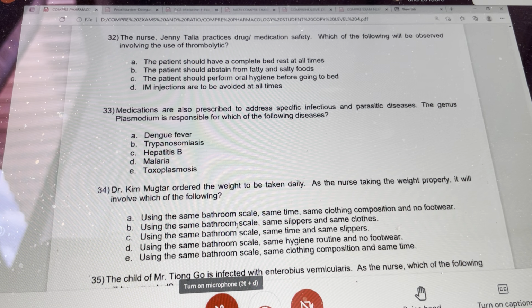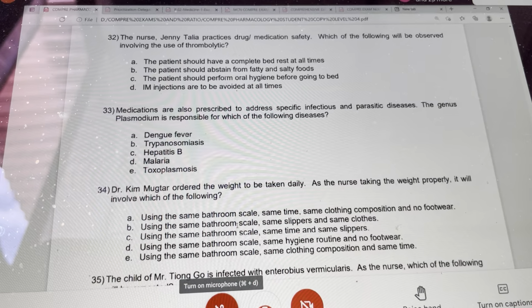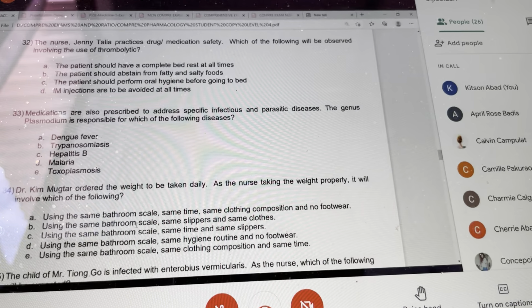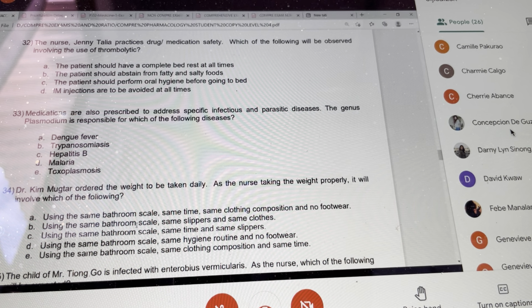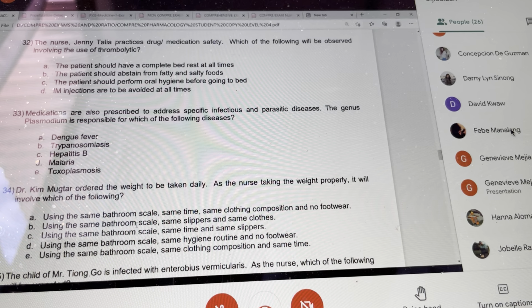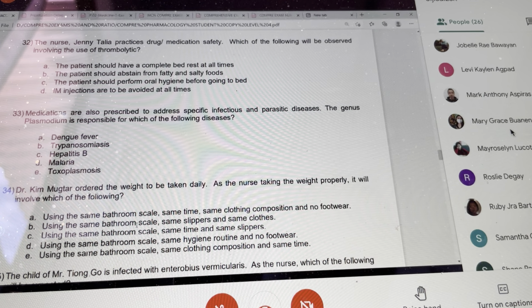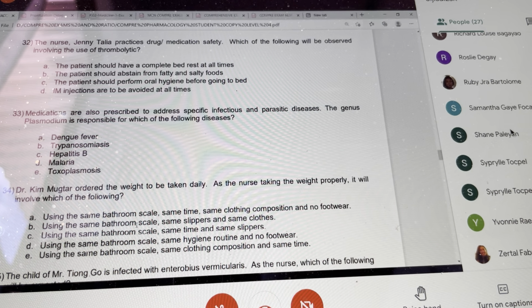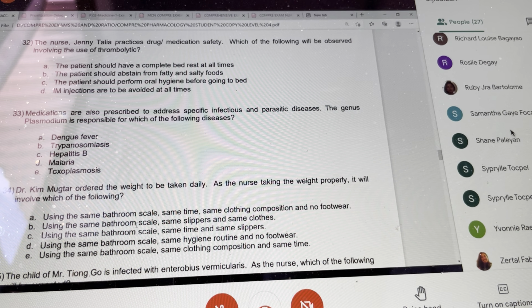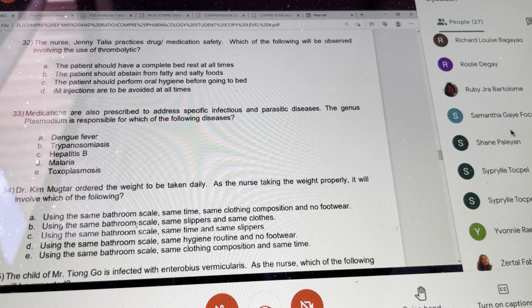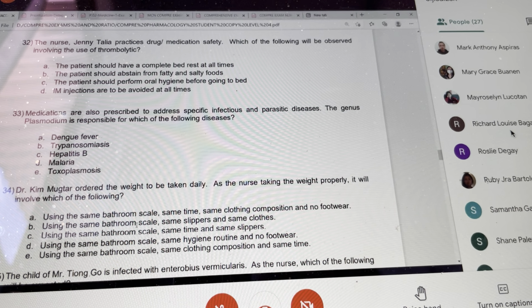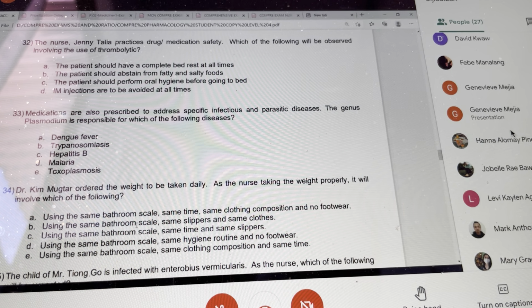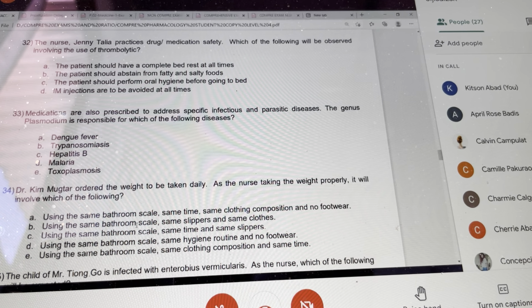Okay, so thrombolytic drugs are medications or substances that help dissolve blood clots that can possibly occur in any of your vascular beds. So again, they are responsible for the dissolution of blood clots that occur in any of your vascular beds. Okay, so that is a thrombolytic. Now, which of the following will be observed if you are to use a thrombolytic? Letter A, the client should have bed rest at all times. The patient should abstain from fatty or salty foods, should perform oral hygiene before going to bed. IM injections are avoided.